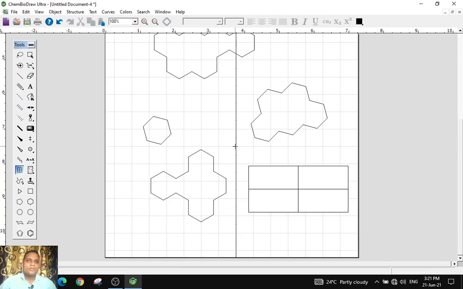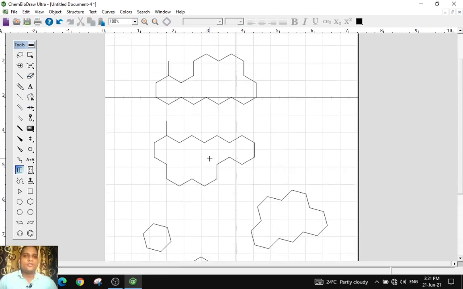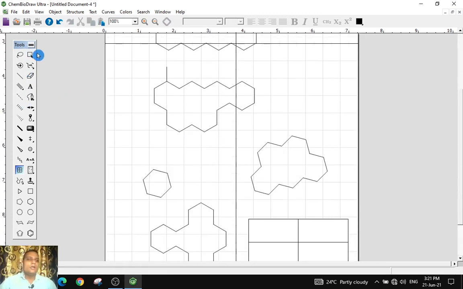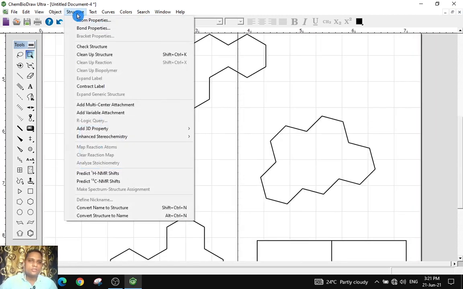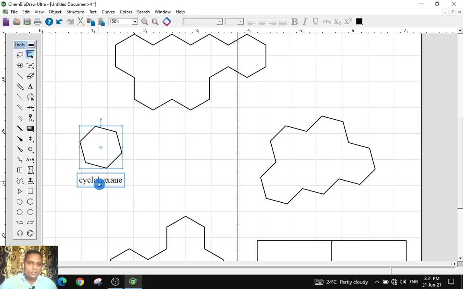Apart from this one, there are some other functions. Now I will show you how to change the name of the structure. Suppose this is cyclohexane, but you don't know the name of this structure. What you have to do is select it first, and after selecting, go to the structure menu, and you will see there are two options: convert name to structure and convert structure to name. You have to click on structure to name. There is an alternative, the tab key shortcut is also there. So I am clicking on convert structure to name. Once I click on this, you can see cyclohexane has appeared.